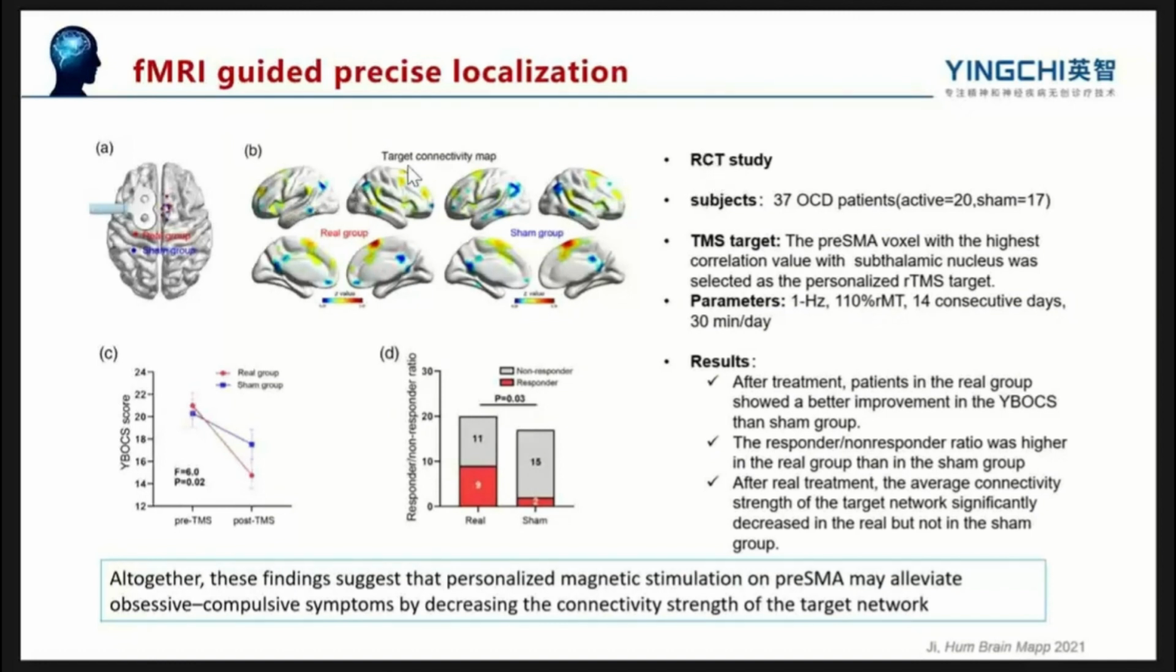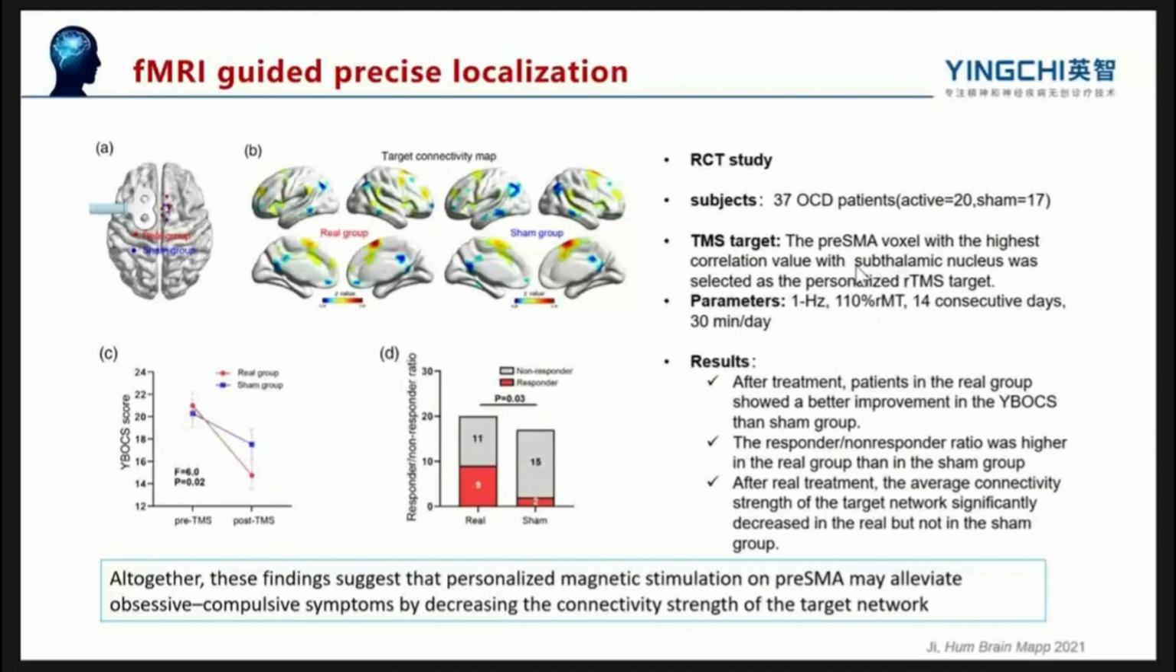So with this technique, they use functional MRI and analyze the connectivity between the SMA and the subthalamic nucleus deep in the brain, and they found the target with the highest connectivity on the pre-SMA. Because the subthalamic nucleus has also been used as a target in deep brain stimulation, and has shown great efficacy in past studies.